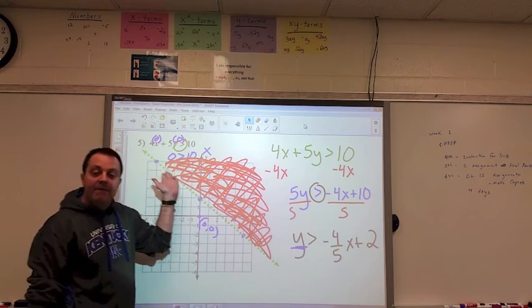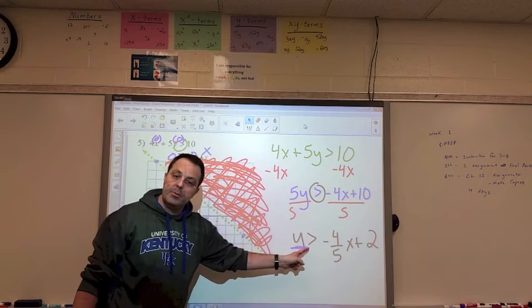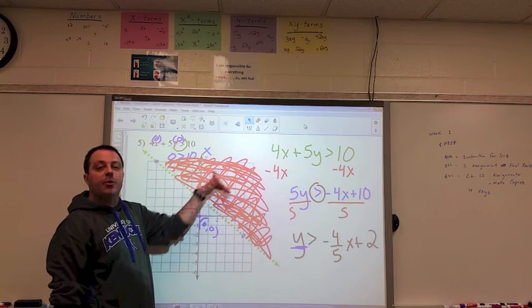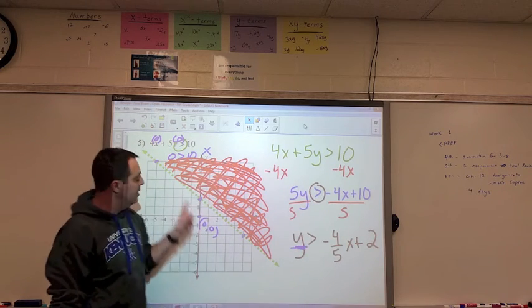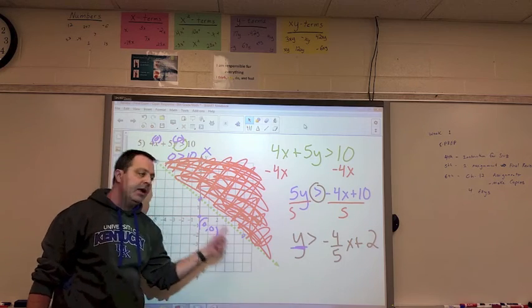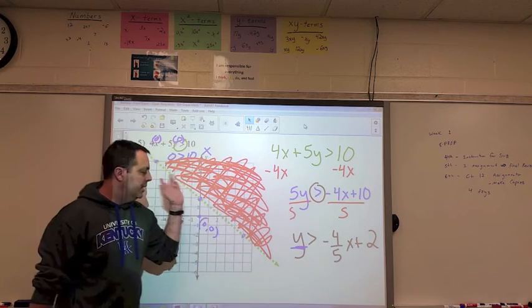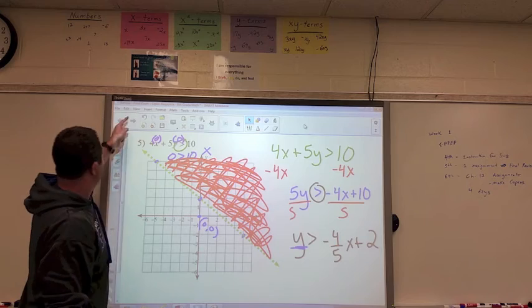So there we go. Find your boundary. That's going to be your line. And then test a point and figure out where to shade it. Don't forget solid line if you have the equal to, dotted line if you don't.